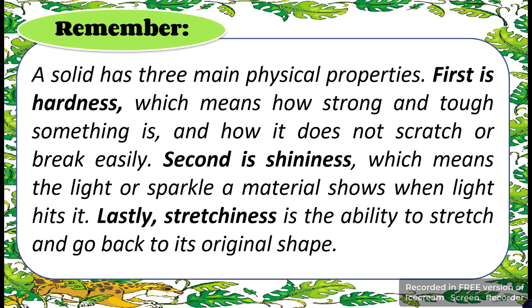Remember, a solid has 3 main physical properties. First, it is hardness, which means how strong and tough something is, and how it does not scratch or break easily. Second, it's shine, which means the light or sparkle a material shows when light hits it. Lastly, stretchiness. It's the ability to stretch and to go back to its original shape.